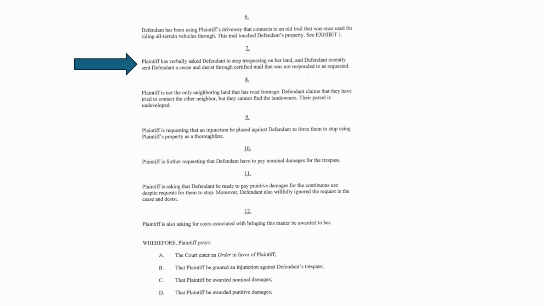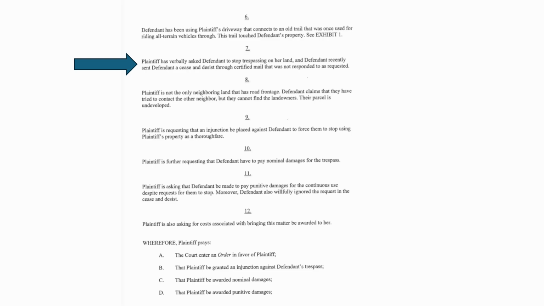Now, this one right here, I want to note, has a mistake in it. And this is, again, an easy way to miss something, but it's not going to actually change the case itself. So in the event that you argued this, know that it won't pass muster overall. But it says plaintiff has verbally asked defendant to stop trespassing on her land, and defendant recently sent defendant a cease and desist through certified mail that was not responded to as requested. Why would defendant send defendant one? Okay. Again, it's implied though that it was the plaintiff, and this would be seen as a simple typo that is fixable.